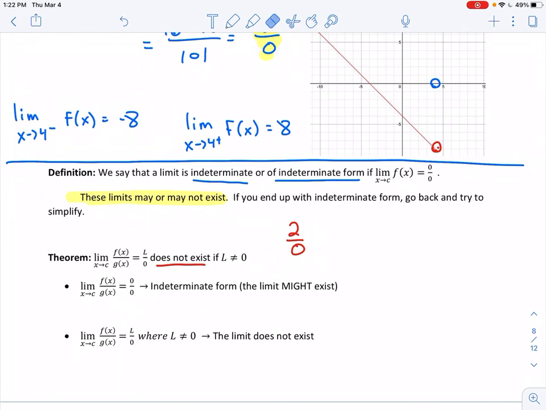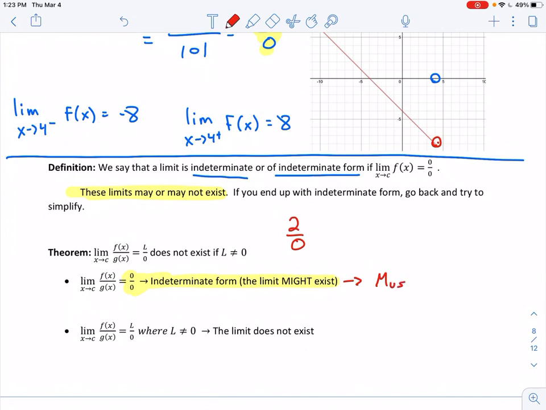So it's easy to mix these two up, but I want to try to emphasize the difference between these two. If we take a limit and we end up with 0 divided by 0, that is indeterminate form, and that limit might exist. More information is required. In this case, we have to do more work. Must do more work.